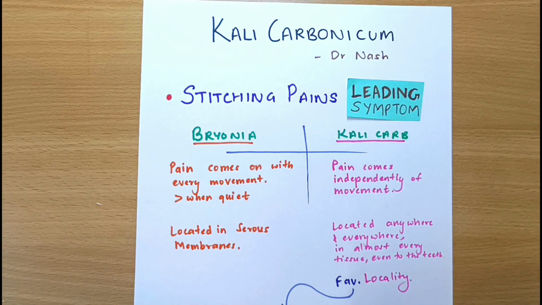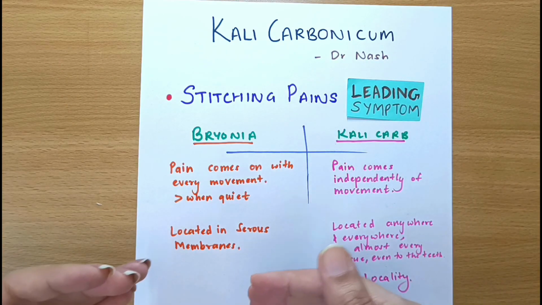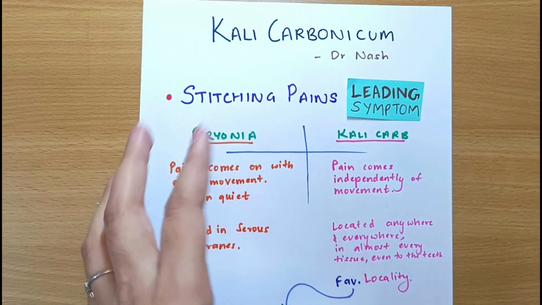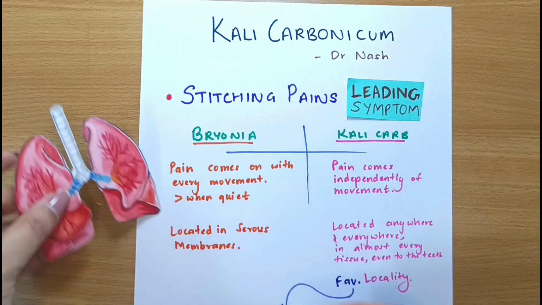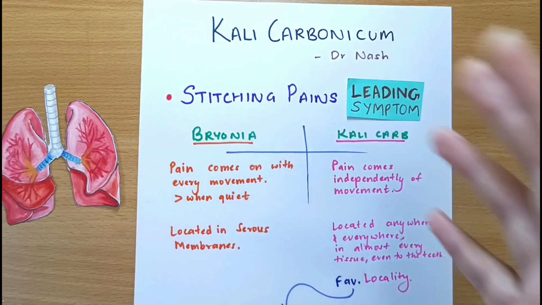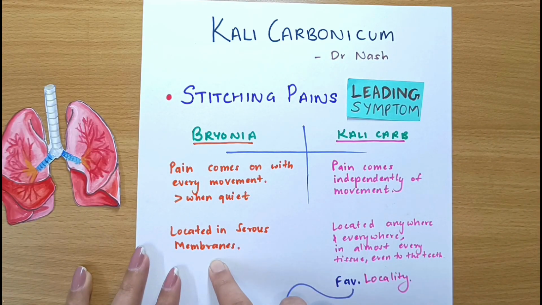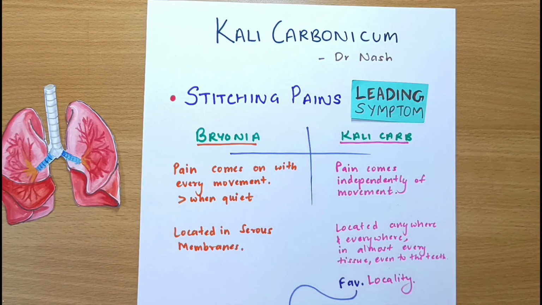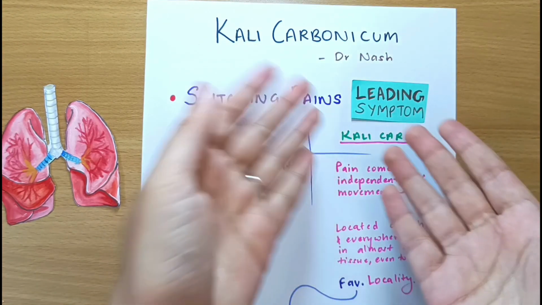Now, how do we differentiate Kali Carb from Bryonia if both of them have this symptom? So in bryonia, we mostly see that this symptom is present in the serous membranes or in the lungs, in the pleura, right? In the serous membranes, okay? Whereas in Kali Carb, we see that this kind of pain is located anywhere, everywhere, in almost every tissue, even in the teeth of Kali Carb. Okay, so that is how characteristic it is, and that is why it is the leading symptom of Kali Carb.